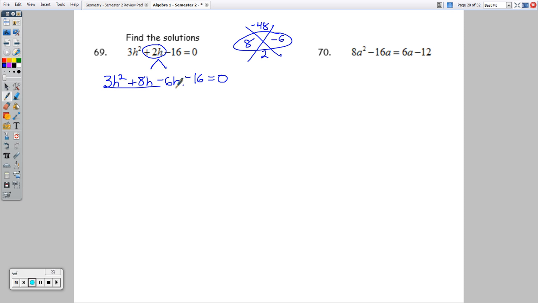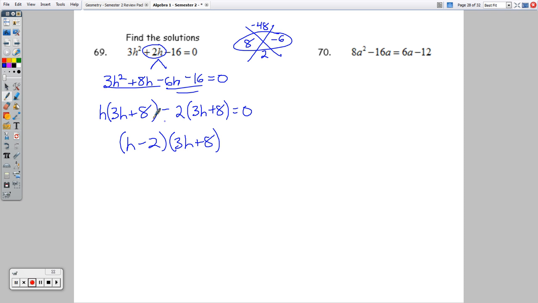Use your grouping. Factor out what you can out of each group, and h can come out there. And negative 2 can come out there. And that is an h, so that would be 3h plus 8 there as well. So we put the outside the parentheses stuff together.